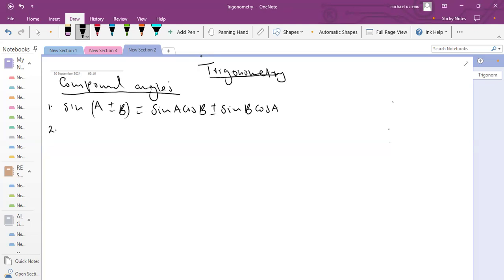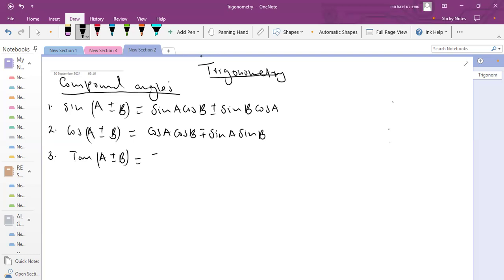Also number two, we said cos A plus or minus B is equal to cos A cos B minus or plus sin A sin B. And again, you were able to prove number three, that tan A plus or minus B is equal to tan A plus or minus tan B, all over 1 minus or plus tan A tan B. So today we start with an example on these compound angle formulas.